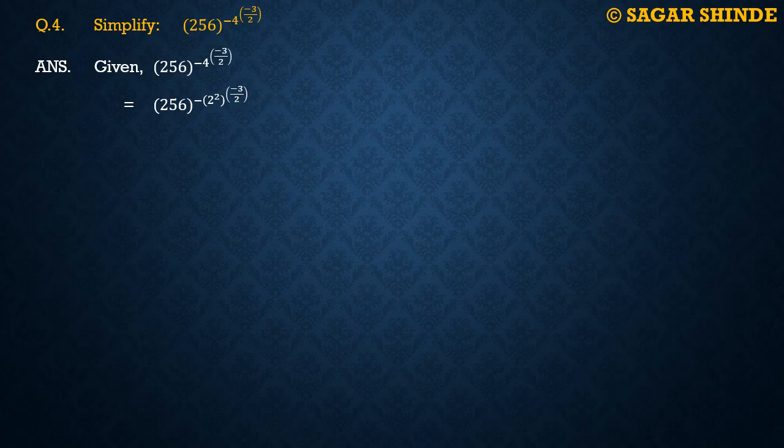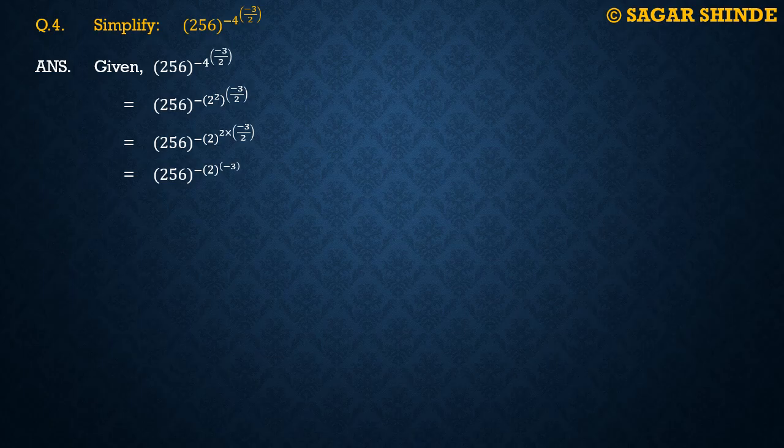As there is power of power, we can multiply the powers. So there we have written 256 raised to minus 2 raised to 2 multiplied by minus 3 by 2. Now again that 2 in the numerator and denominator will get cancelled. So we will get here 256 raised to minus 2 raised to minus 3. Okay, so this is what we have got for this one.